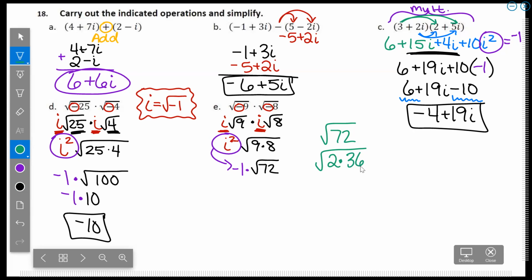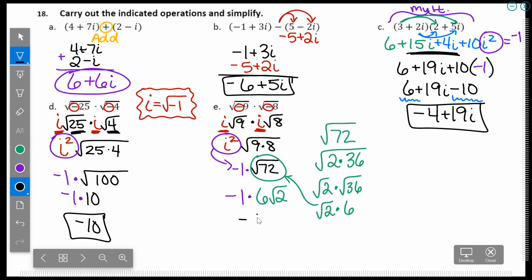Can I break apart a 2 any more than that? No. What do you notice about 36? It's underneath my radical. Do we know what the square root of 36 is? 6. So this is square root of 2 times the square root of 36. So the square root of 2 times 6. So I'm going to replace this with this. This is 6 square root of 2 that is getting multiplied to a negative 1. So I have negative 6 square root of 2.